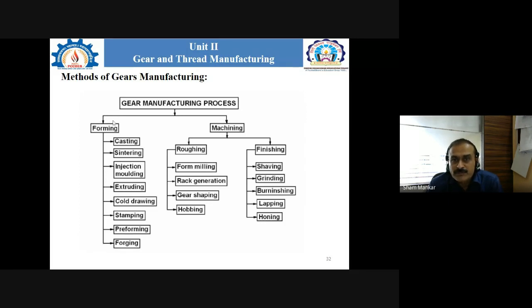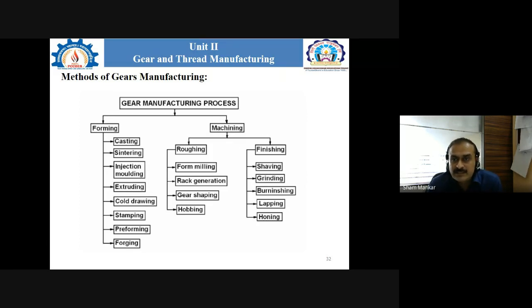Gear manufacturing by the forming process: casting is definitely there, then forging is there. These are the two processes which we have to learn in this unit so far as the syllabus is concerned. Now, when we consider the second category, that is the machining processes.